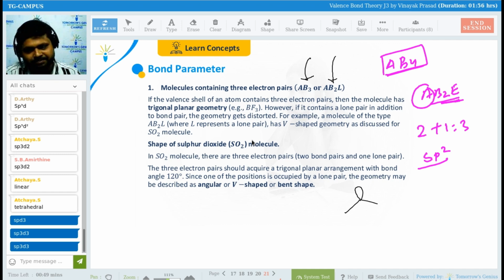Their geometry will also be the same, but their shape will be changed. Getting my point, everyone? Their shape will be changed. Geometry will be the same. Hybridization will be the same. Even with a lone pair and two bond pairs, there will be a change only in shape, right? Getting my point, everyone? Is there any doubt? So see here.